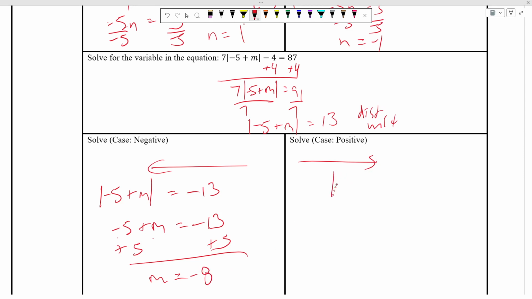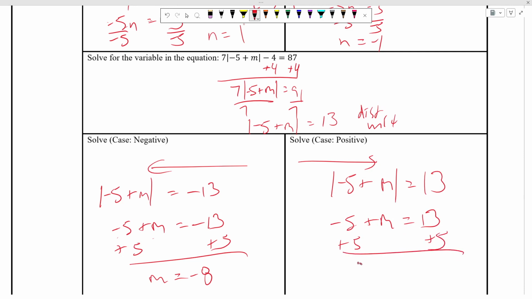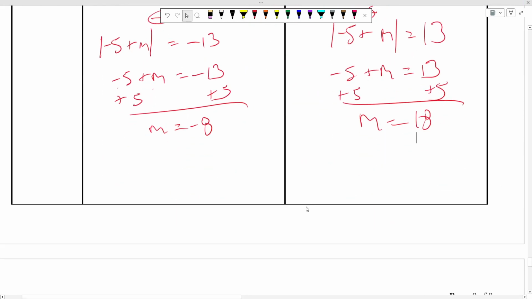Okay, and I have this one here, -5 plus m equals positive version of 13. Bars drop off here. Plus 5, plus 5. This here, m equals 18. So now, in totality, I have my solution set right here. It is -8 on the lower end up to 18. And there you go, that's the answer.